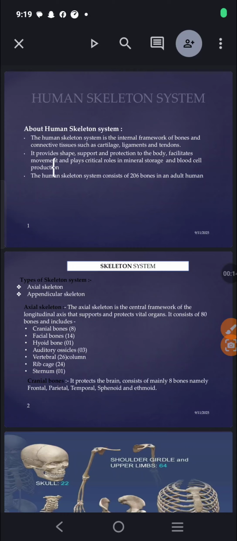Discuss about the human skeleton system. First, I will discuss the definition of the human skeleton system.